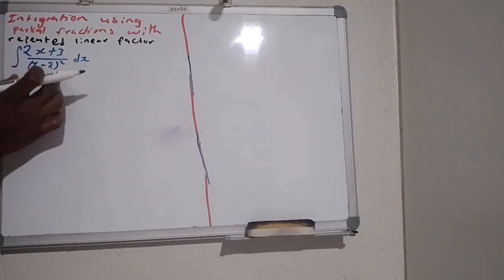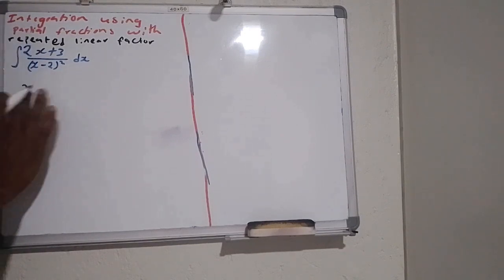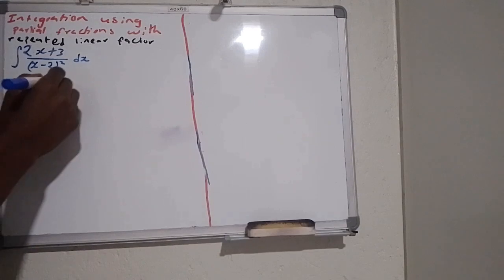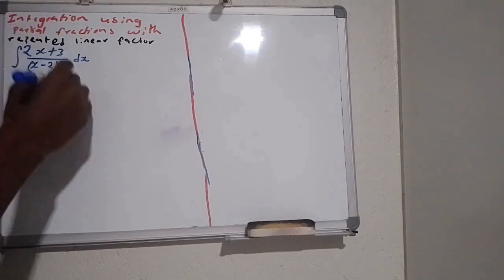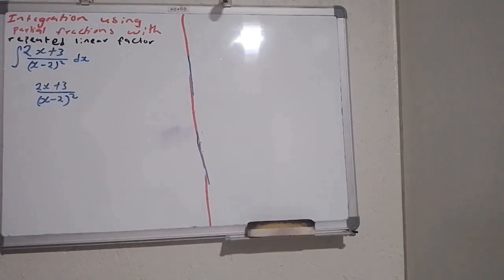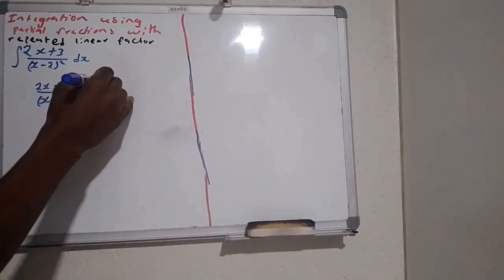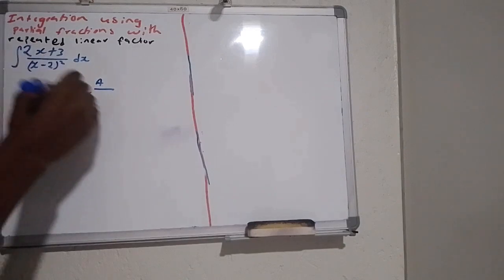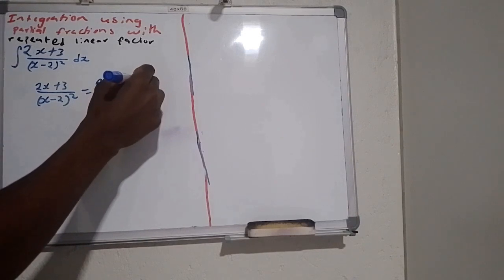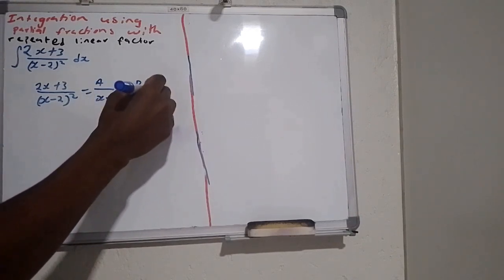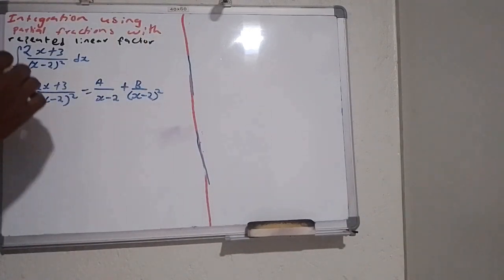For me to use partial fractions, I must take this fraction out of this integral. Then I'll have 2x plus 3 over x minus 2 squared. Now, here is a very important part. Since this is linear, I'm just going to have A over x minus 2 plus B over x minus 2 squared.